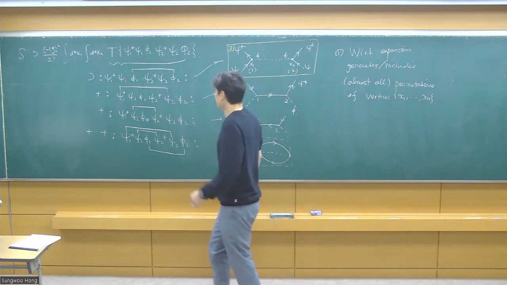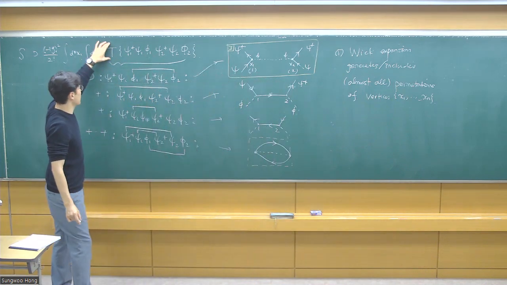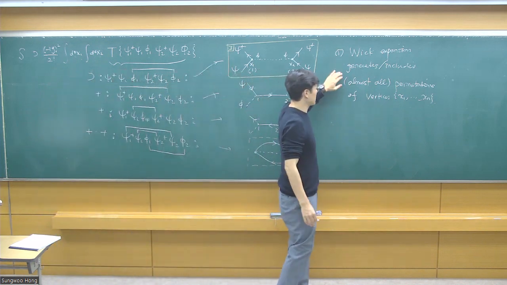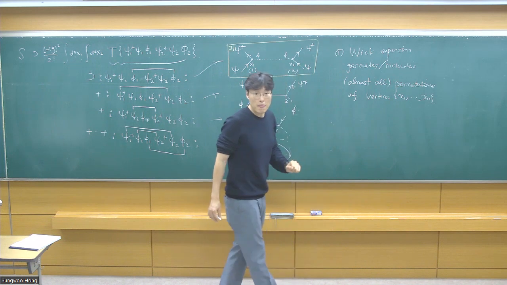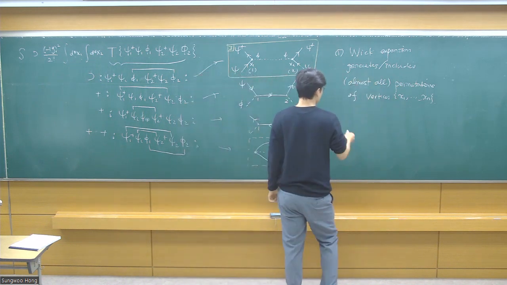So the comment number 1 is this weak expansion, meaning if you just write the time ordering in terms of this, it automatically generates all possible permutations of vertices. Okay, so now in order to clarify what I mean by this expression, let me define.